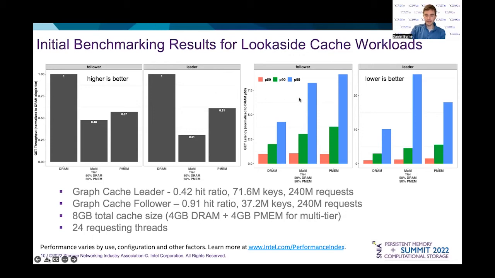The same case in the latency, our multi-tier latency numbers are on par with what we would expect, except in the leader workload. We have pretty high P99 latency. So that tends to point that there's some pathological allocations that are really slowing things down.